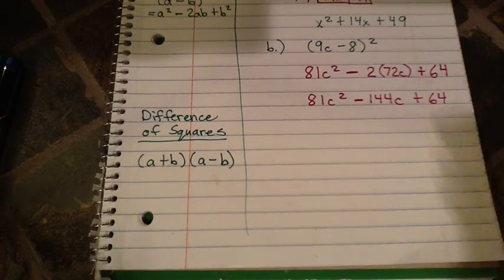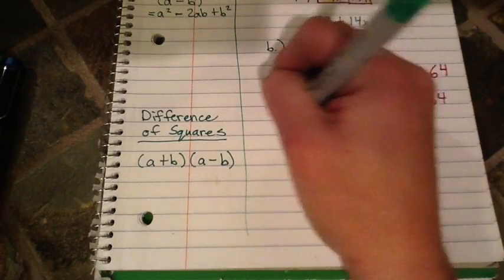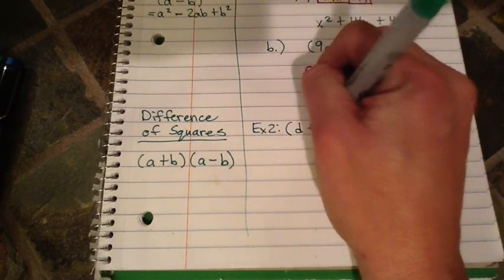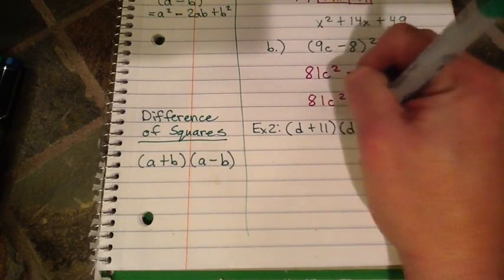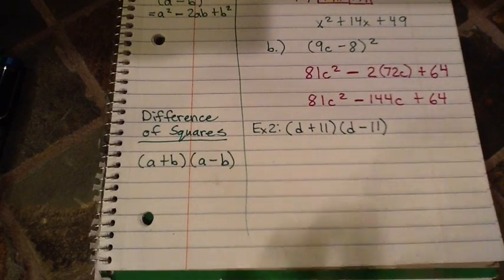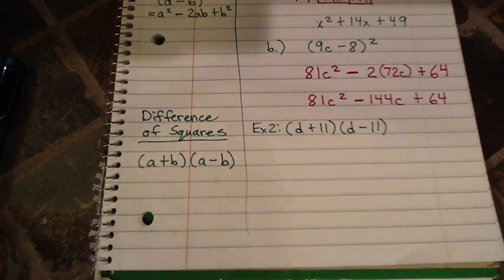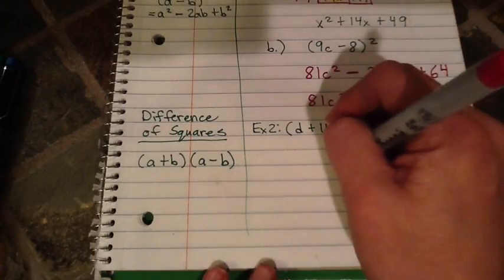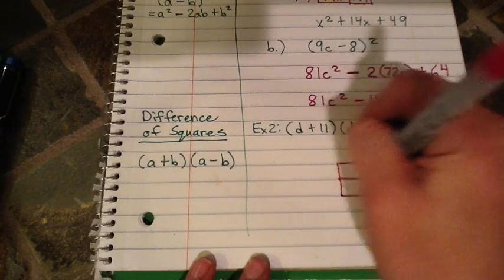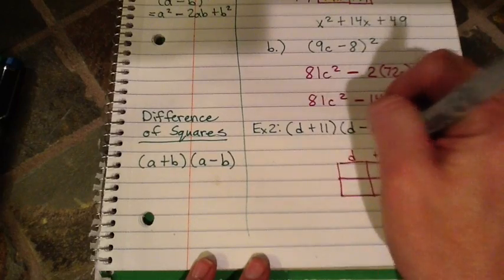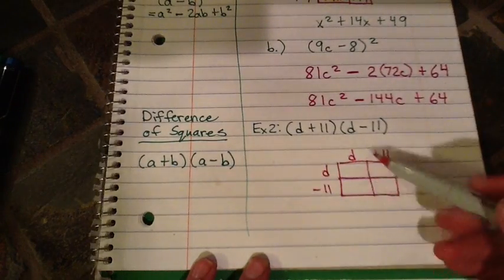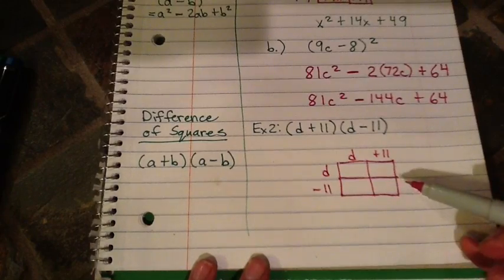We're going to try this is example 2, d plus 11 times d subtracting 11. And again, I'm going to go ahead and show you using the rectangle, and then we'll go back and we'll talk about the shortcut. So if I had d plus 11 here and d minus 11 here, go through and multiply. Again, I'm not going to spend much time because I know you know this.